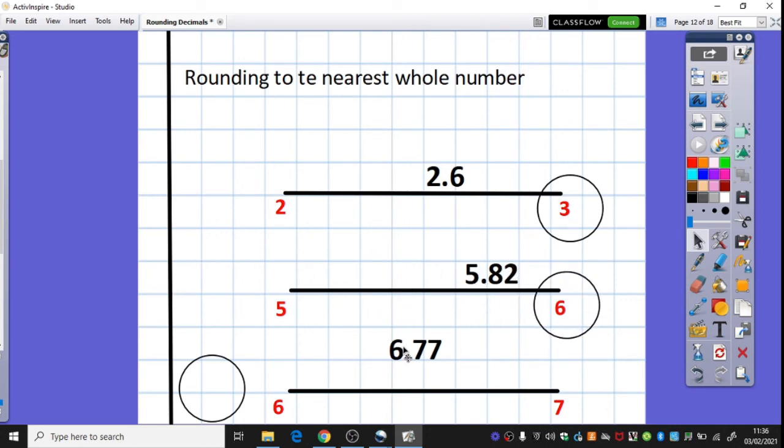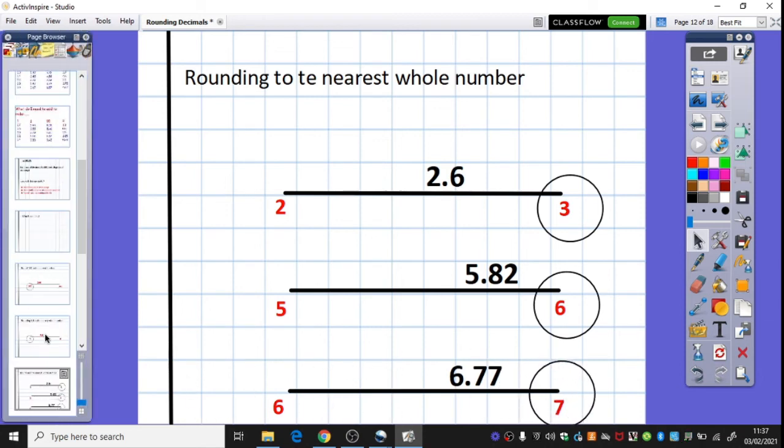And the same with this one. If we're thinking about looking at that column to the right, 6 is the whole number before and 7 is the whole number after. That column to the right is a 7, so 5 or above we round up high. If we think about it on the number line, if 6.5 is halfway, we're probably going to place it about here, and we can see actually with all of these ones we're going to round up high.